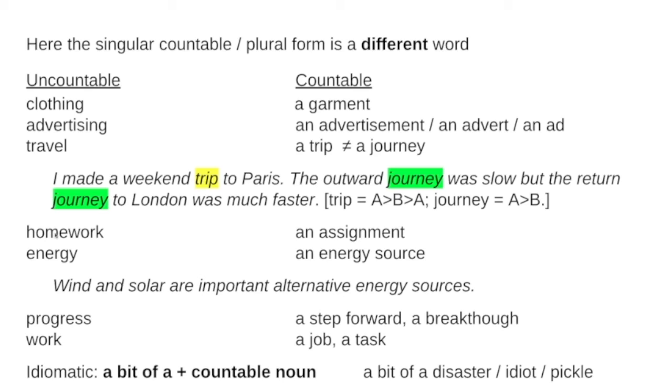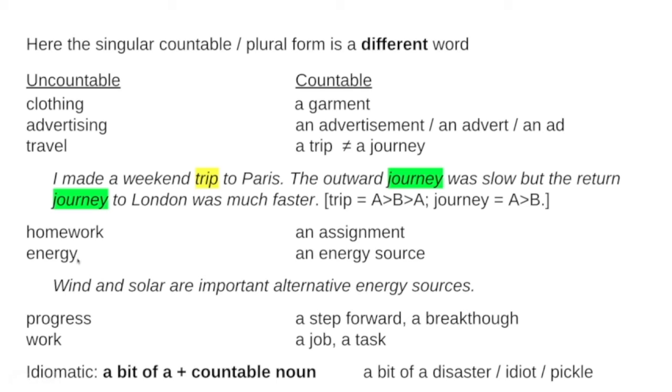Let's now take a look at the word homework. So homework is uncountable, as we know. You can say a piece of homework. I have 2 pieces of homework. That's good. You also have an alternative, which is the word an assignment. Again, used quite a lot in American English, a little bit more in American English than in British English, but it's good in any context.